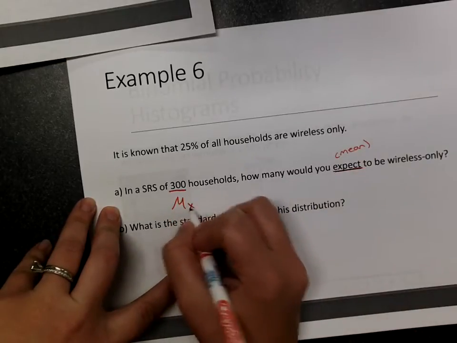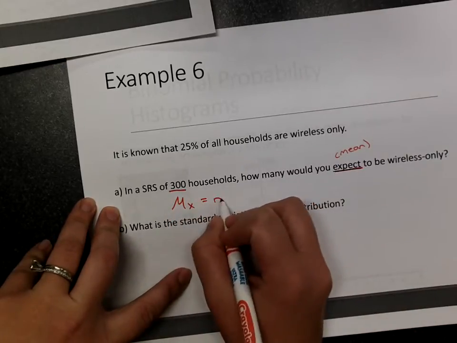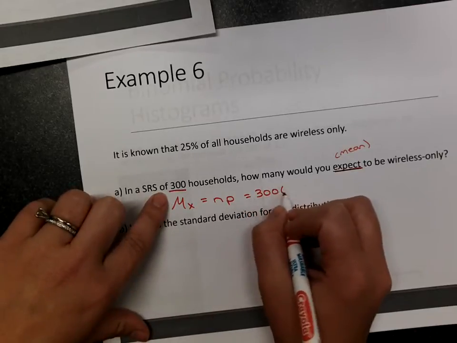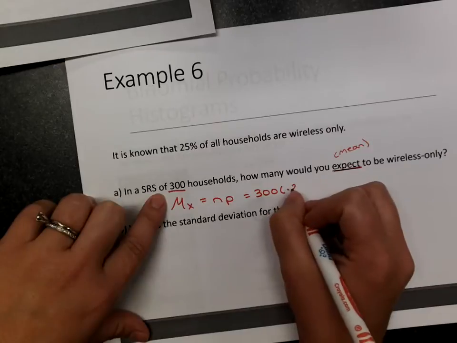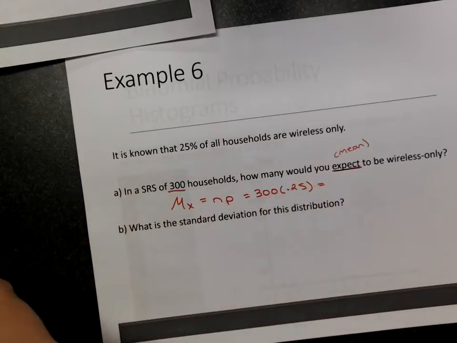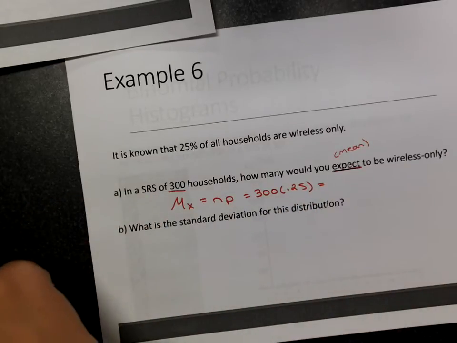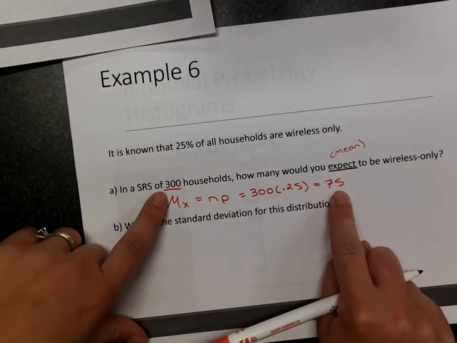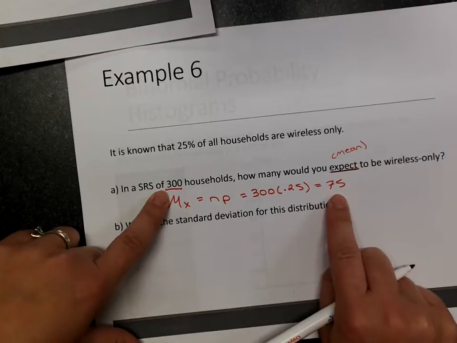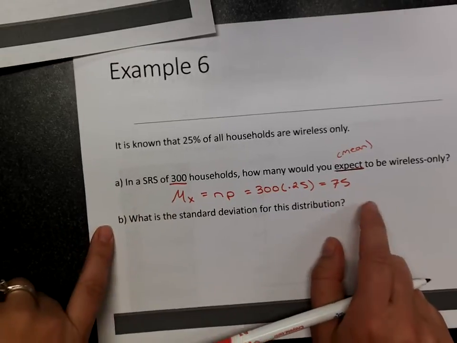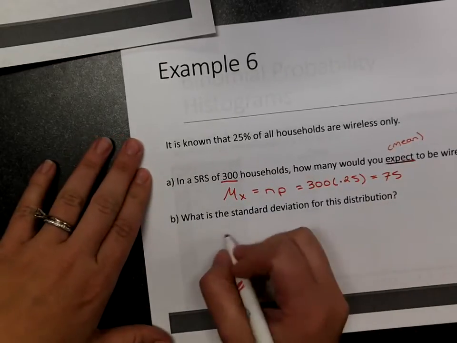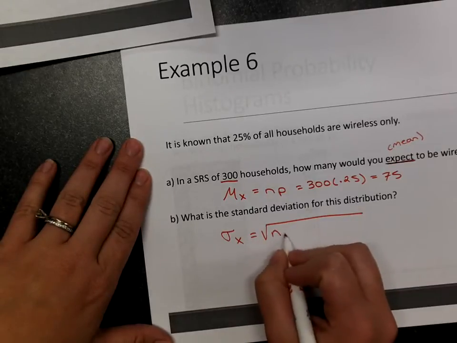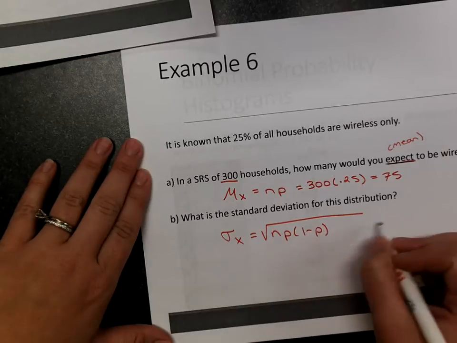So the mean for the random variable is n times p. N is our sample size. P is our probability of success, which is 0.25. So 300 times 0.25 is 75. So in a sample of 300, we would expect 75 to be wireless only. And then part B, what is the standard deviation for this distribution? So the standard deviation is the square root of n times p times 1 minus p.